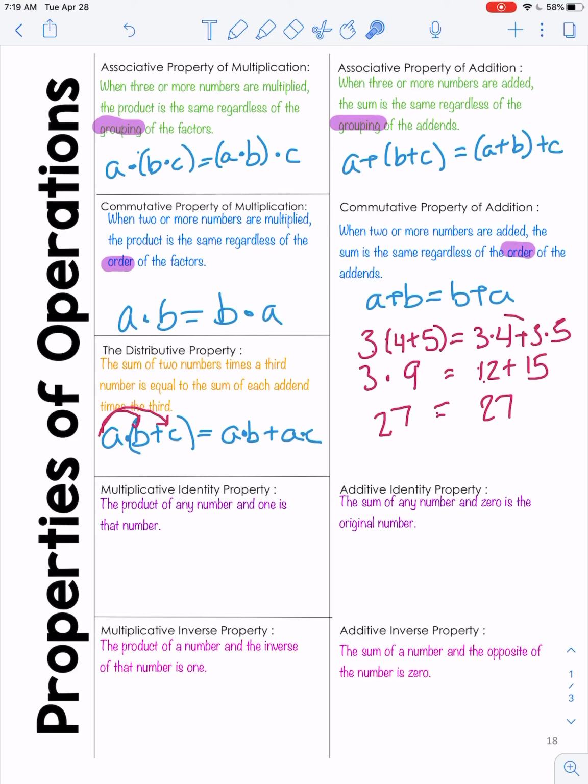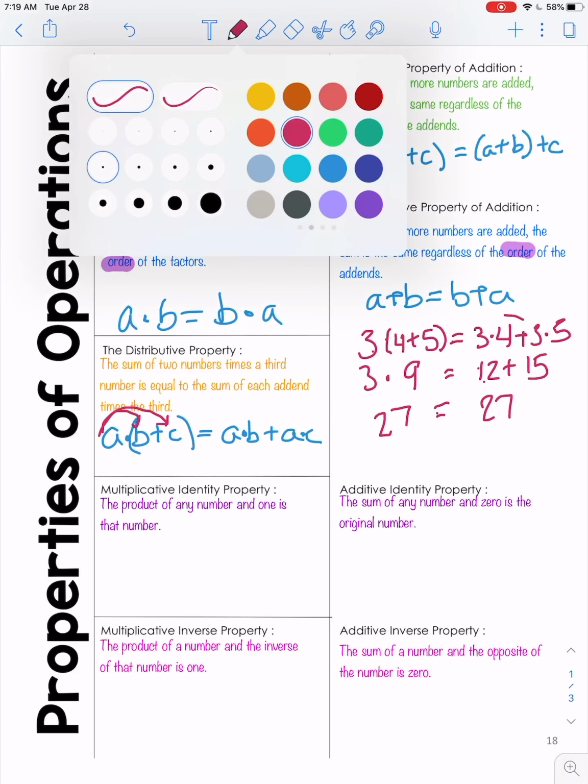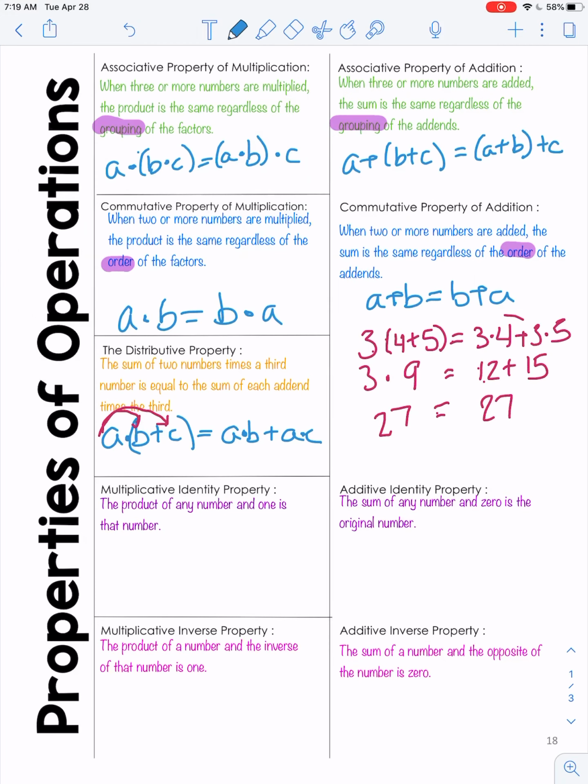So the first one we're going to look at is the identity property. And the identity property says the product of any number and 1 is that number. So any number times 1 equals that number. So that's its identity. And for addition, it's the sum of any number and 0 is the original number. So any number plus 0 equals that number. That number is its identity.